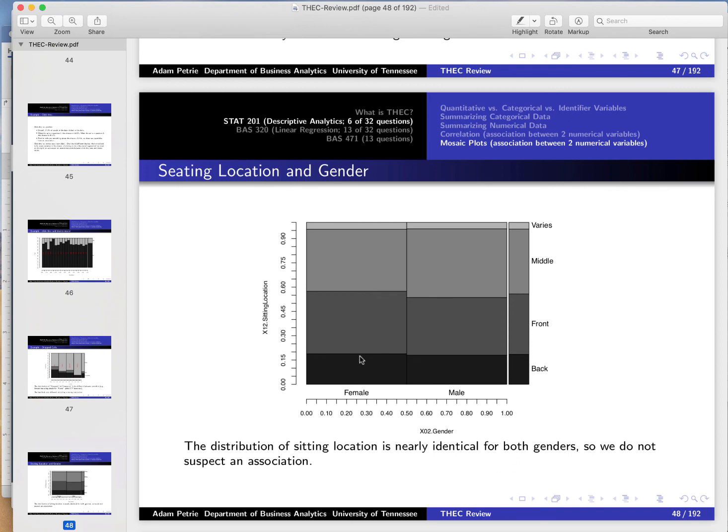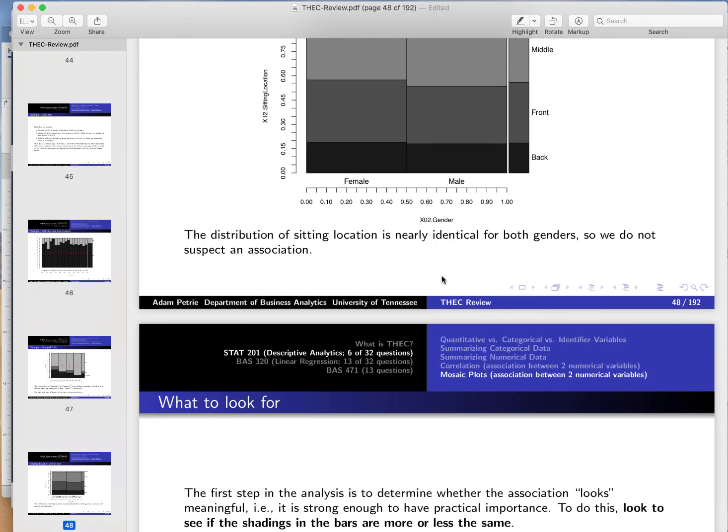About the same percentage of females sit in the back as the percentage of males. About the same percentage of females had varies as males. The areas of each one of these categories here, front, middle, back, and varies, are just about the same between males and females. So it doesn't look like there's much of an association going on. It looks like the distribution of seating location is just about the same regardless of gender here.